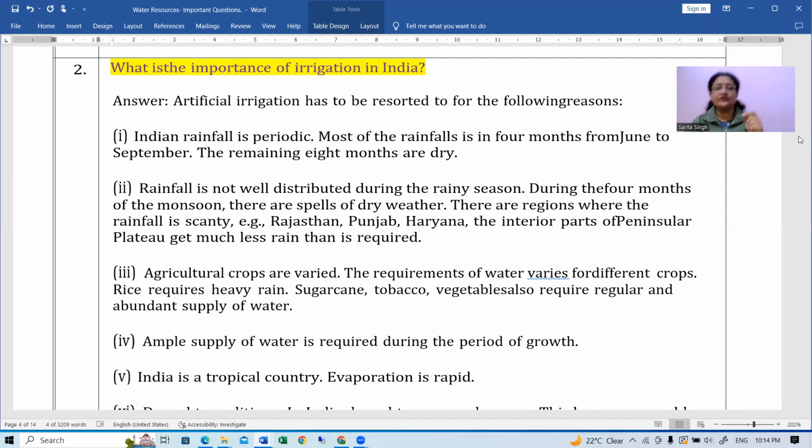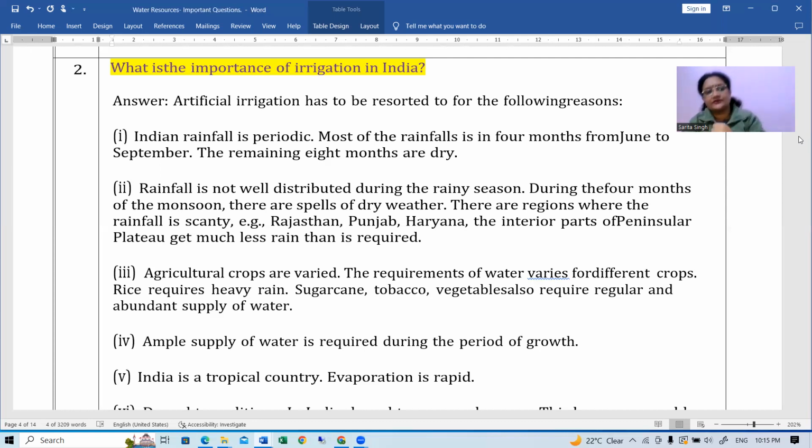Now monsoon rainfall has a peculiar type of nature. Number one, it is periodic, right? Most of the rainfall which is received in India is during the months of June to September, when we get rainfall from the southwest monsoons, right? So as compared to these months, the other months in the entire year remain almost dry. So if we are doing cultivation, if we are doing any agricultural activities, we need to arrange for water because the crops need water at different times. Okay, number one.